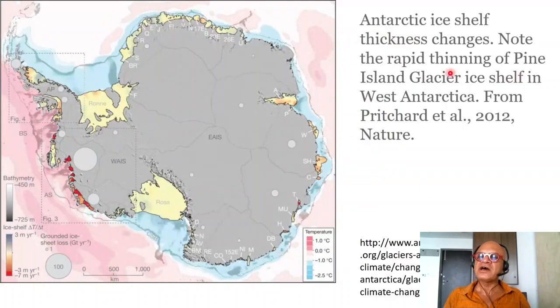So Antarctic ice shelf thickness changes. Note the rapid thinning of the Pine Island Glacier.